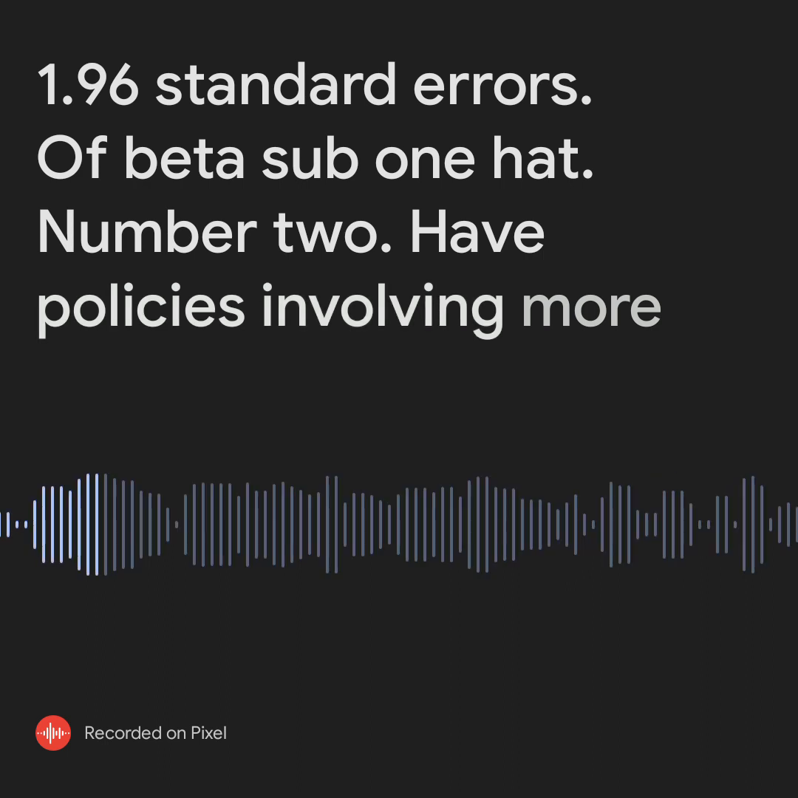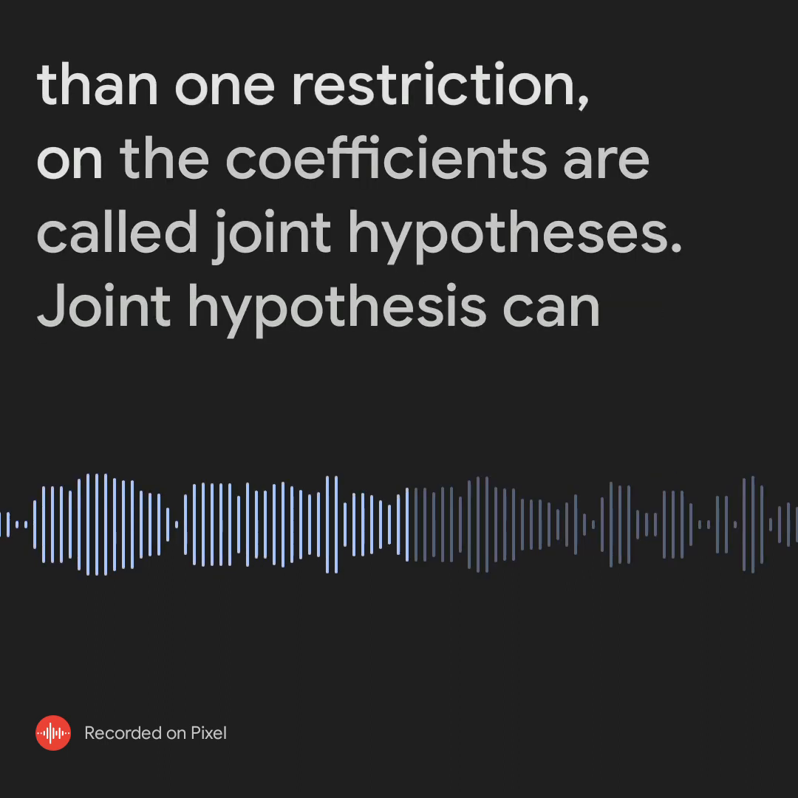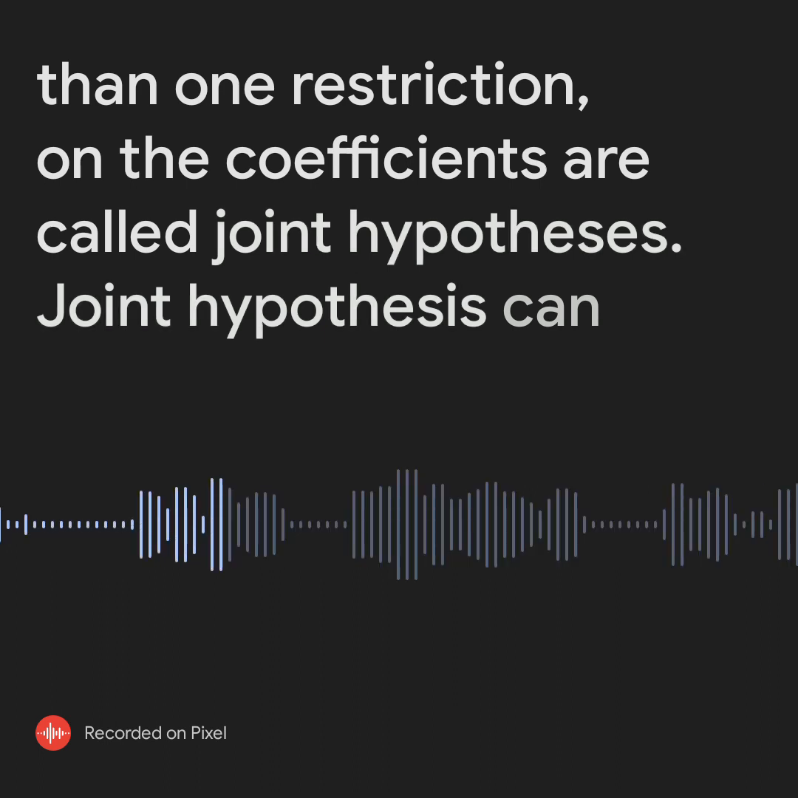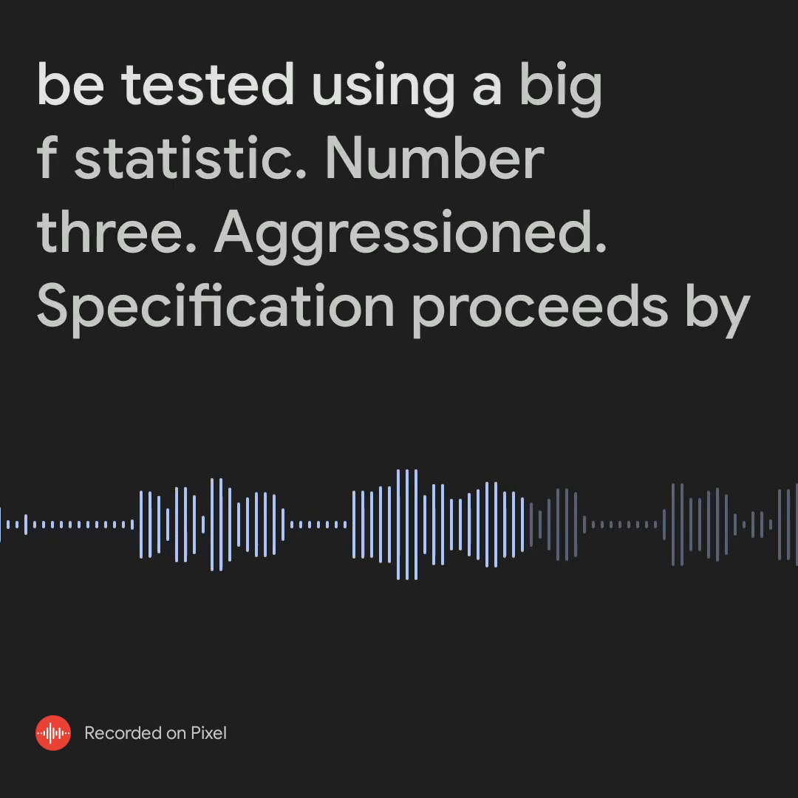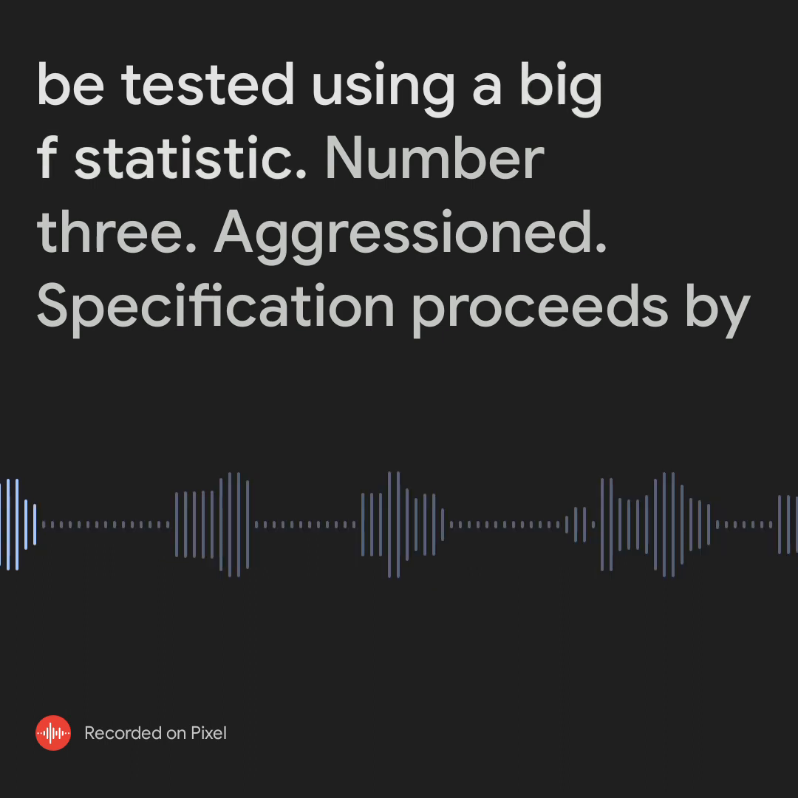hypotheses involving more than one restriction on the coefficients are called joint hypotheses. Joint hypotheses can be tested using a big F statistic.